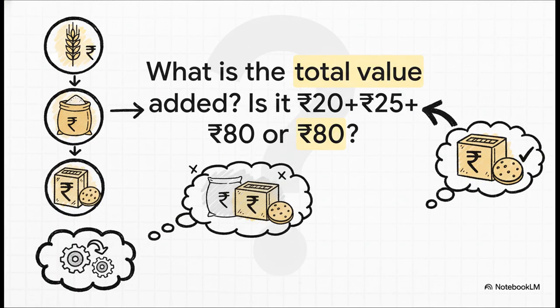To find the total value produced in this entire chain, what should we do? Should we add up everything? 20 for the wheat, plus 25 for the flour, plus 80 for the biscuits? No, we should not. The correct value is just 80 rupees.